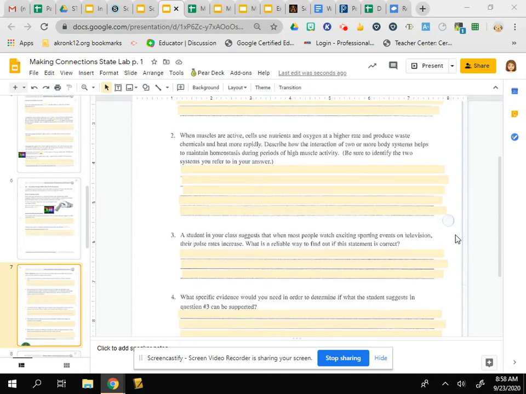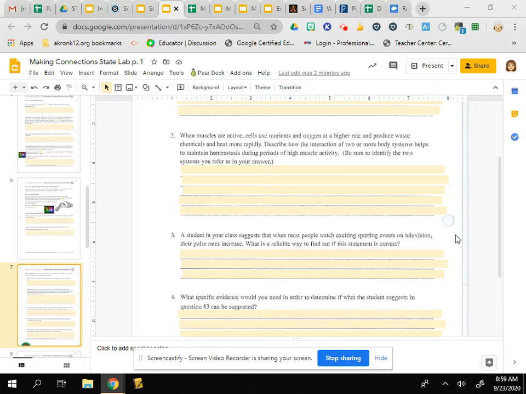And then number 2, when muscles are active, cells use nutrients and oxygen at a higher rate and produce waste chemicals and heat more rapidly. Describe how the interaction of 2 or more body systems helps to maintain homeostasis during periods of high muscle activity. And be sure to identify the 2 systems that you refer to in your answer. So we're not going to talk about muscular system because that's what we're answering about.